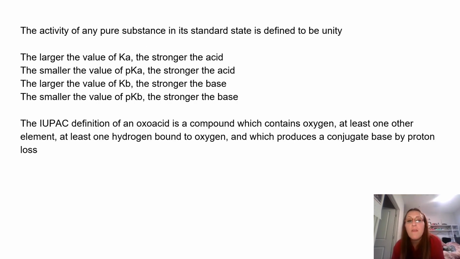The activity of any pure substance in its standard state is defined to be unity. The larger the value of Ka, the stronger the acid. The smaller the value of pKa, the stronger the acid. The larger the value of Kb, the stronger the base. The smaller the value of pKb, the stronger the base. The IUPAC definition of an oxo acid is a compound which contains oxygen, at least one other element, at least one hydrogen bound to the oxygen, and which produces a conjugate base by proton loss.